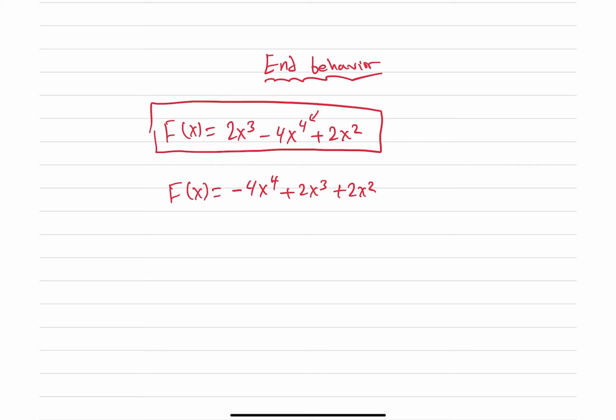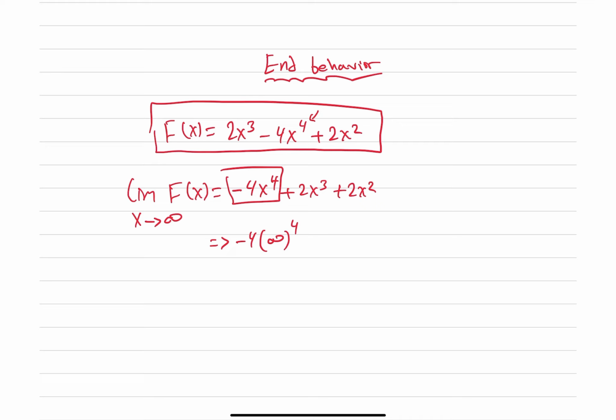Now let's say we're finding the limit of this function when x tends to infinity. To find the limit of this function when x tends to infinity, we simply plug infinity into the leading term. So in this case, plugging it in, what do we get? We simply get negative 4 multiplied by infinity raised to the power of 4.